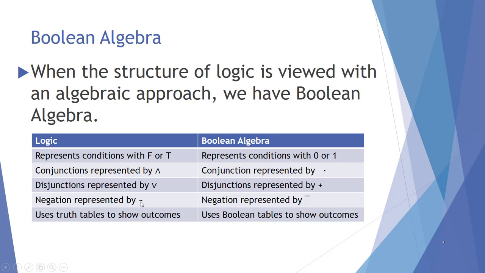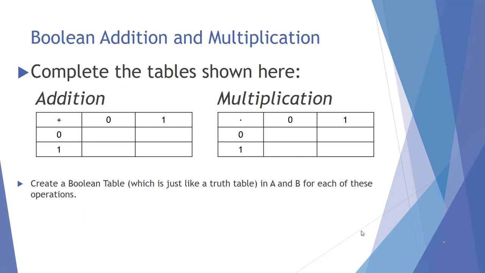In logic, we use a tilde to represent a negation. In Boolean algebra, we put a line over our condition to show negation. And just as we used truth tables to show our outcomes, we're now going to use what are called Boolean tables to show our outcomes. So let's get started. The first thing we need to do is consider what the outcomes for Boolean addition, that is OR, or Boolean multiplication are.